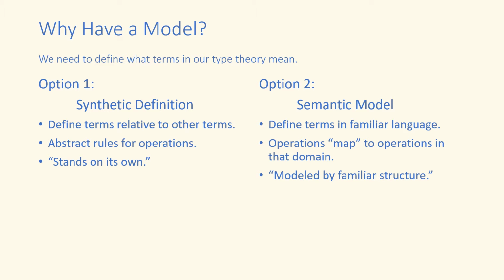The second approach is to define a semantic model. In this approach, we define our terms as familiar objects and our operations in the new theory map to operations on those familiar objects. In a semantic model, we define the new in terms of something familiar.